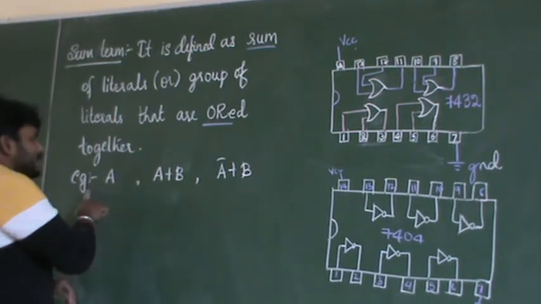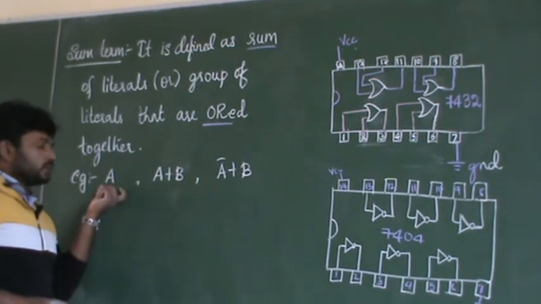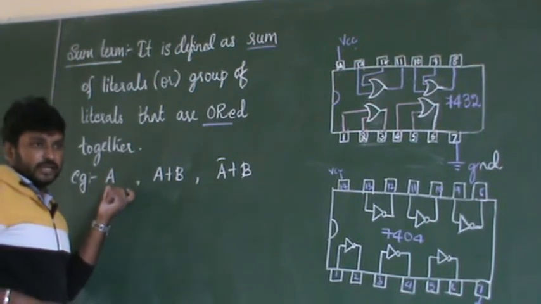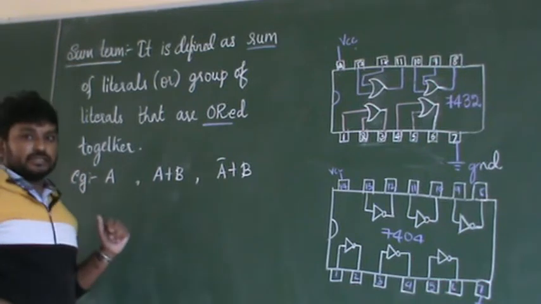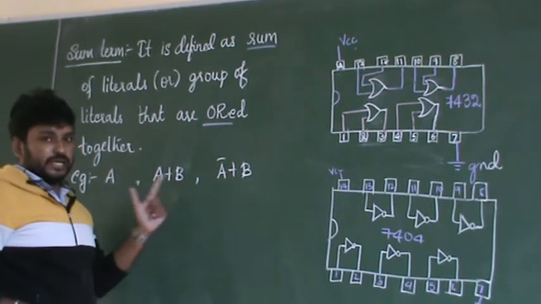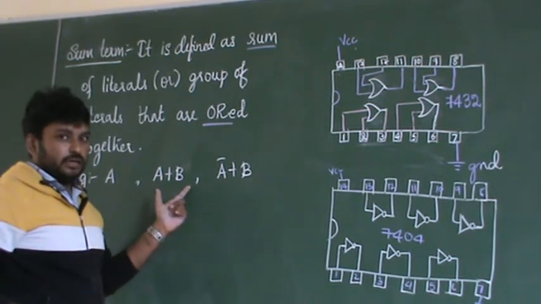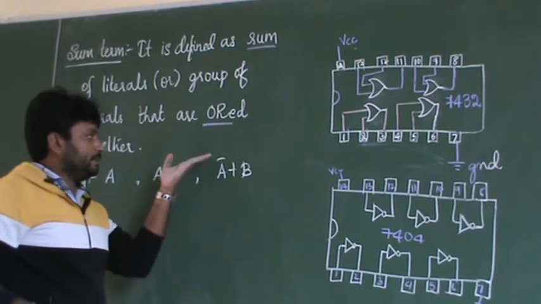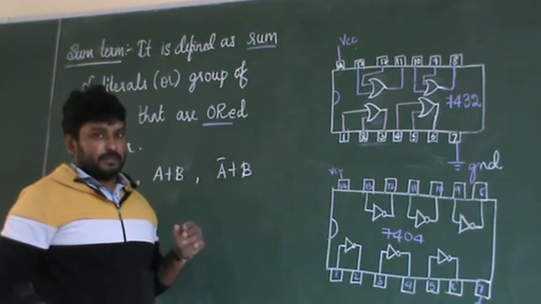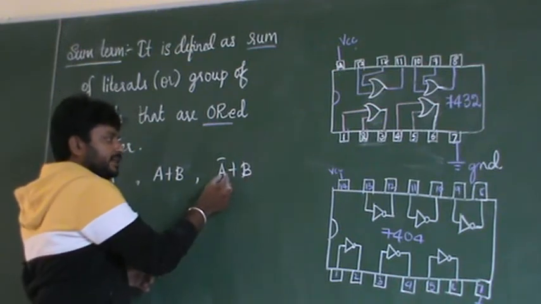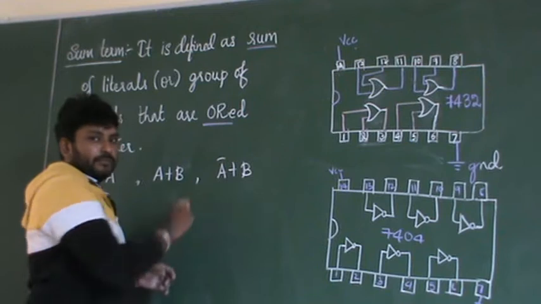If you just see the examples, A is also one of the literals, so A is a literal and I can call it a sum term. Then A plus B is also one such example, and A bar plus B is one more example. If you just observe, between the literals there is a sum.